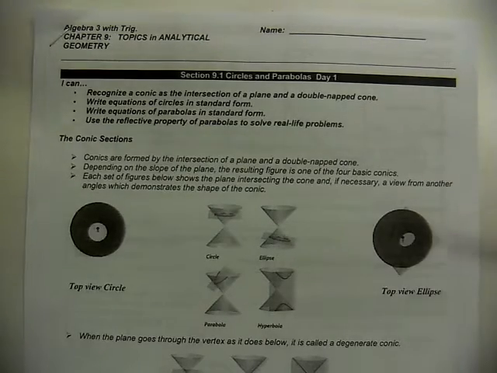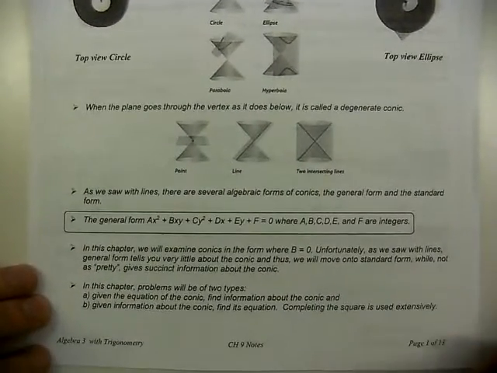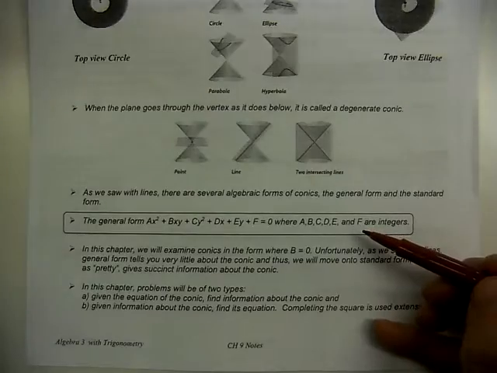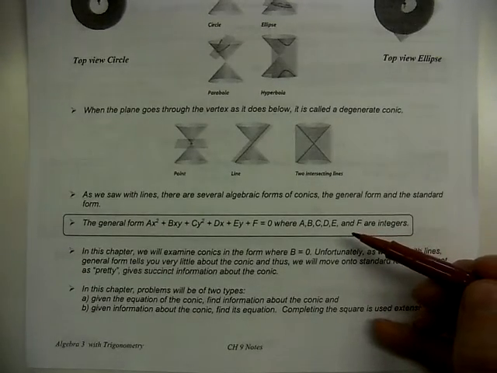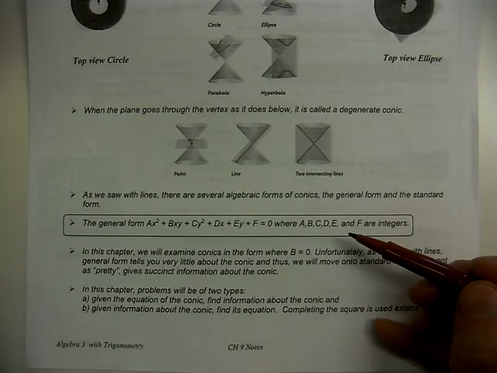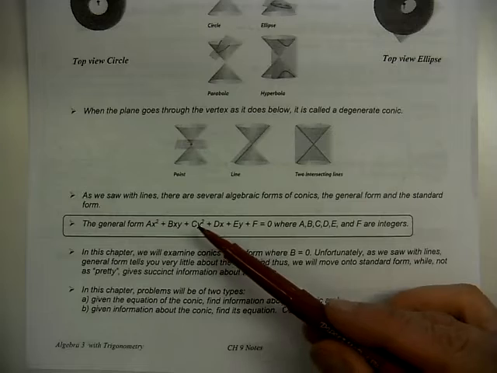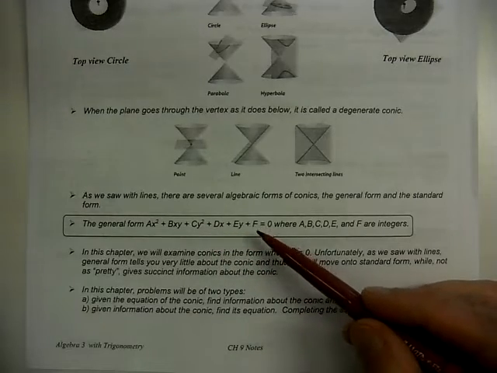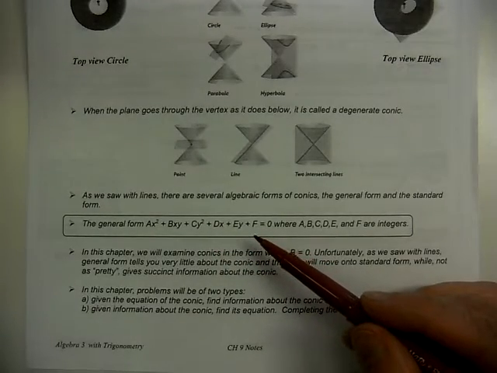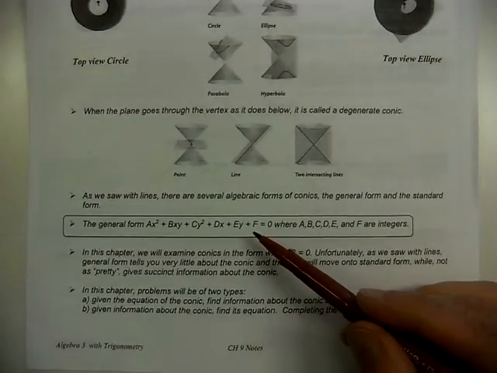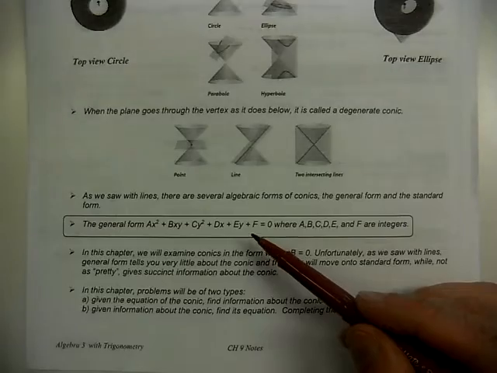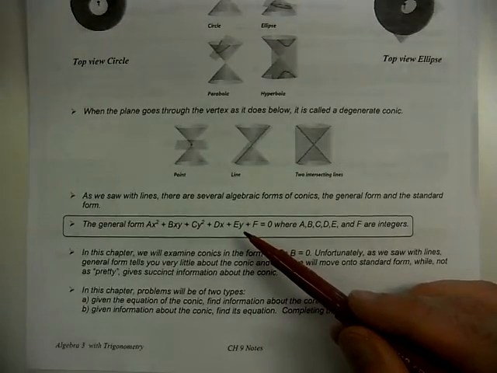So there's all the introductory statements. Down here at the bottom you see the general form, which we don't use very often. We're going to be using the standard form on the next page here in just a moment. But the idea is that if you have a general form, it's good for certain things, but it's not good for other things like finding the vertex or the center, or identifying the radius of a circle. So it has pros and cons.